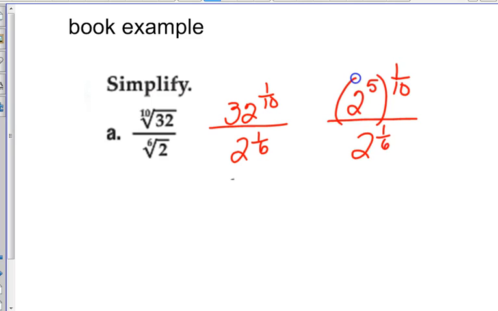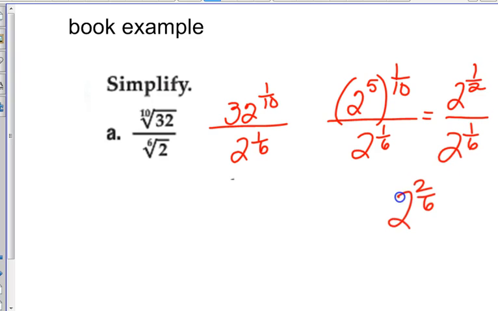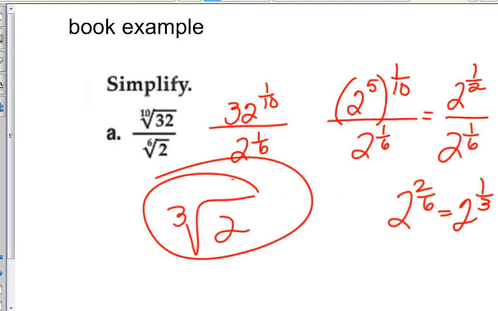Now what can I do because they're powers of 2, guys? What's 5 times 1/10? And what do we need to do then? Subtract. So 3/6 minus 1/6 would be... Did I do that right? 3/6. Okay, which is 2 to the 1/3, right? Yeah. Which means I could really write it as... Two. Boom. Drop the mic.